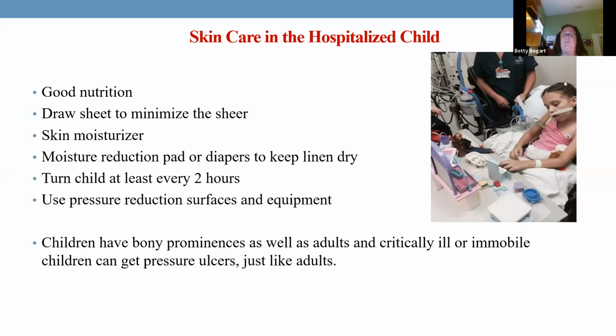If we have a nice bed that has air in it, that's moving air, those are the best types of beds we can have. So children do have hip bones, they have knees and shoulders and elbows. Make sure that we rub them and turn them and prevent those skin breakdowns.